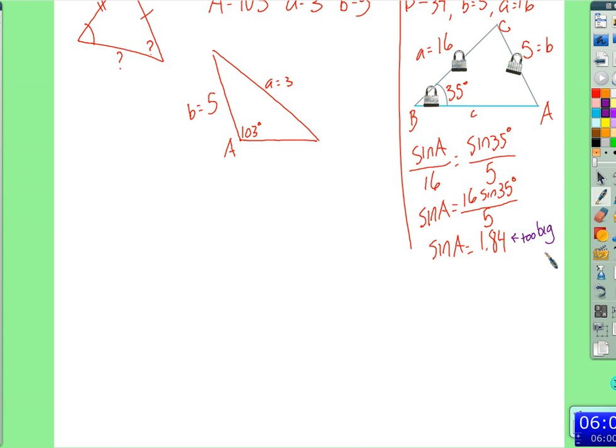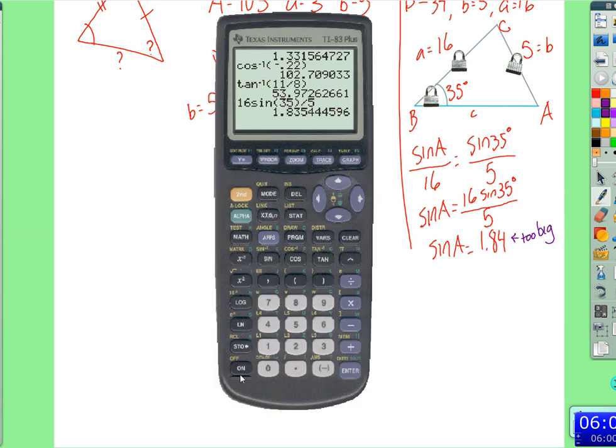Let's pretend like we don't notice that, and we just continue on, try to find angle A. How would we do that then? Inverse sine of 1.84. Here we go. Inverse sine 1.84. What's going to happen? Error. Yeah. Error. And what kind of error? A domain error. What is the domain of a function? The inputs. All the inputs.